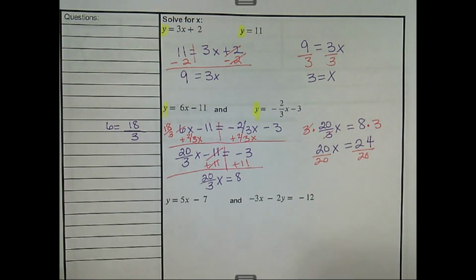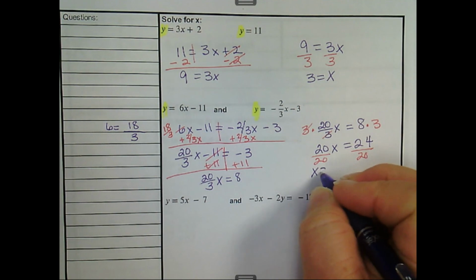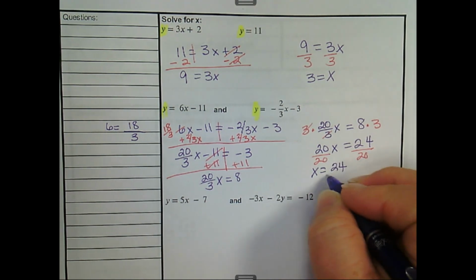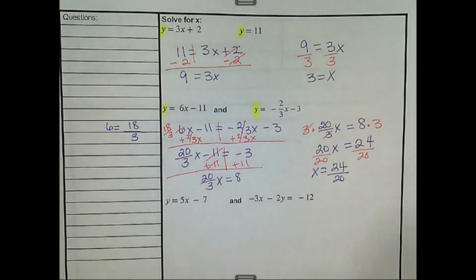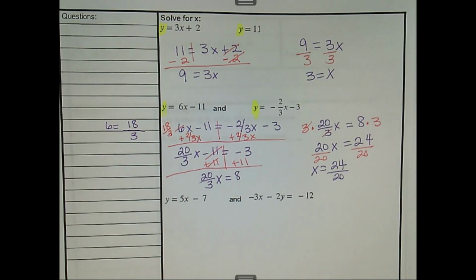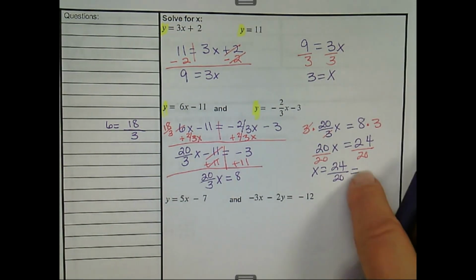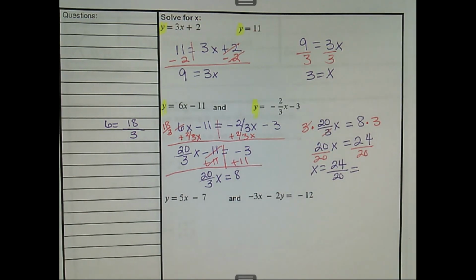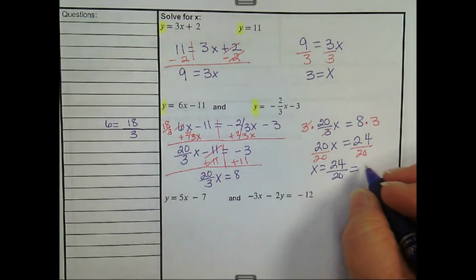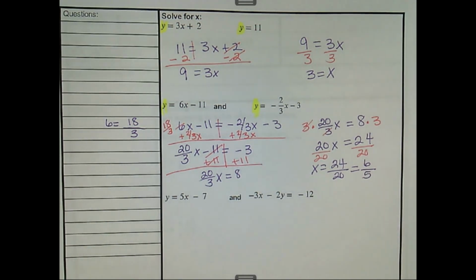So I know that x is equal to 24 over 20. But I can simplify. Now I have to simplify. Okay, 24 and 20 have a common factor of 4, so I can divide top and bottom by 4. 24 divided by 4 is 6. 20 divided by 4 is 5. I've simplified and I am done.